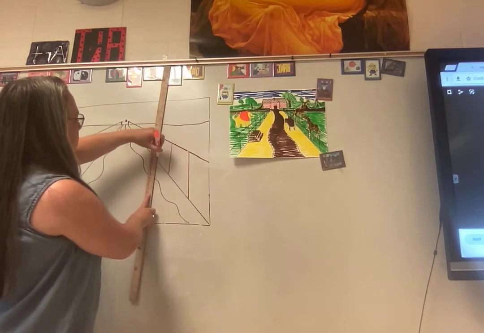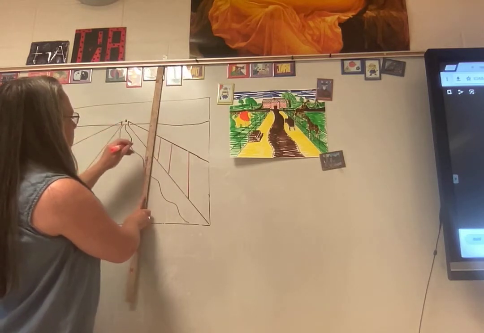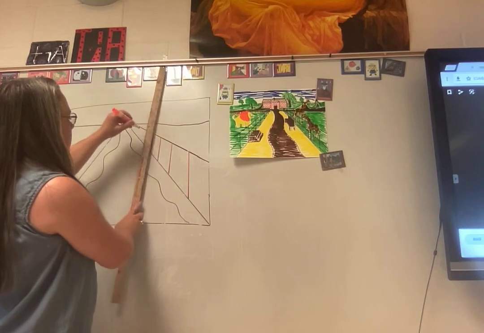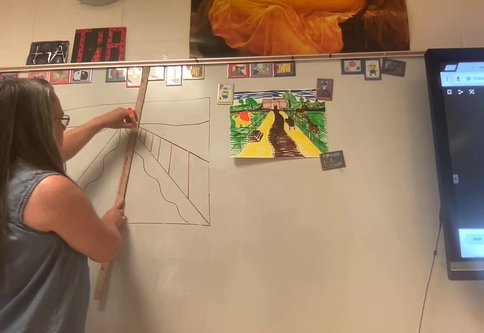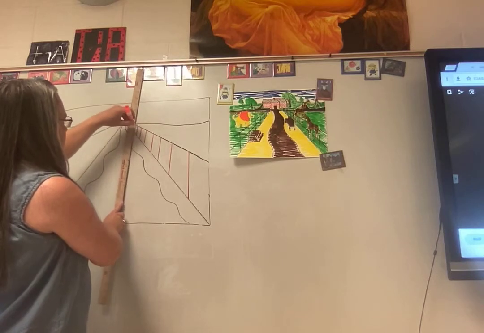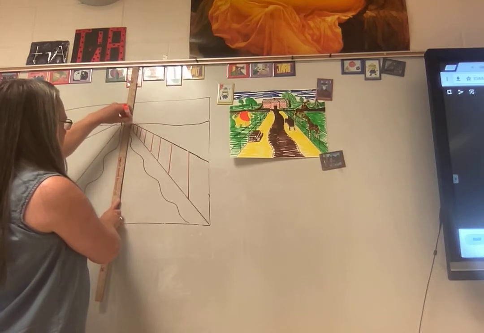As it gets farther away, it's going to look like these sections, these parts of the fence are getting smaller and closer together. So I'm going to start putting them closer together as they get farther and farther and farther away.